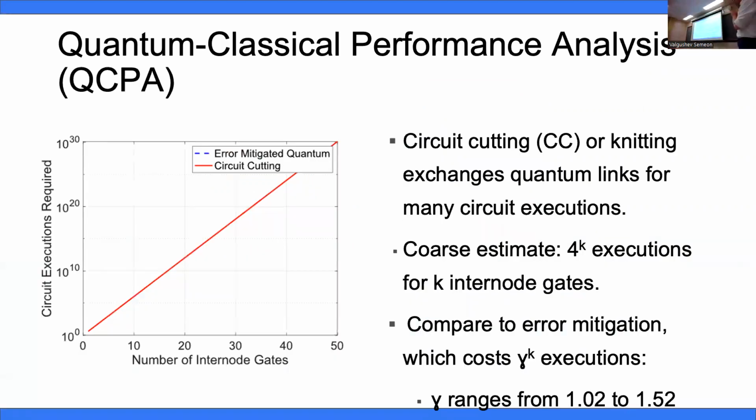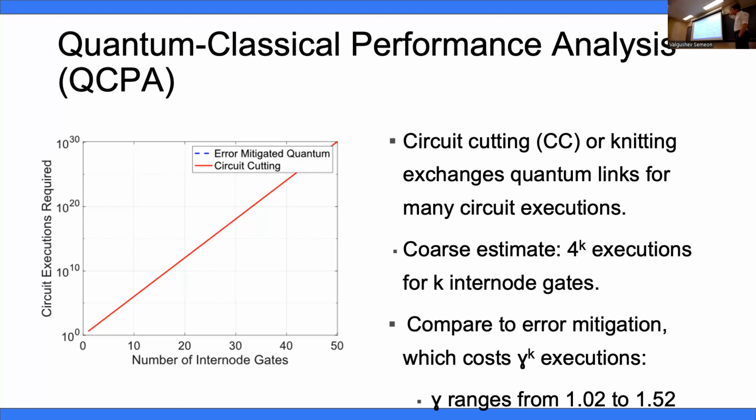The way a circuit cutting gate works is it says instead of actually running the quantum gate, all you have to do is run this circuit a bunch of times and do a bunch of measurements on these two qubits, and I can reconstruct what the gate would do. And in fact, what you need to do is 4 measurements for every gate you cut. And it's exponential. So there is a price. 4 to the k is actually brutal scaling, considering that we might want 50 internode gates. So that's this plot here, the number of internode gates and the number of executions required. This is 4 to the k.